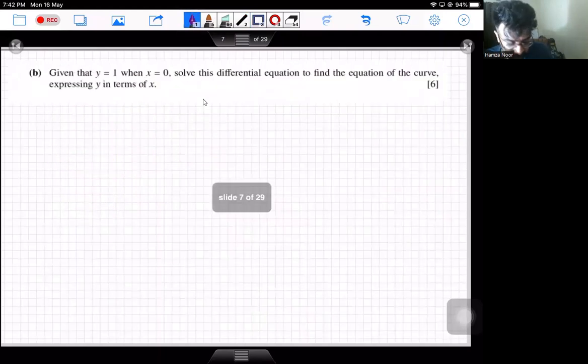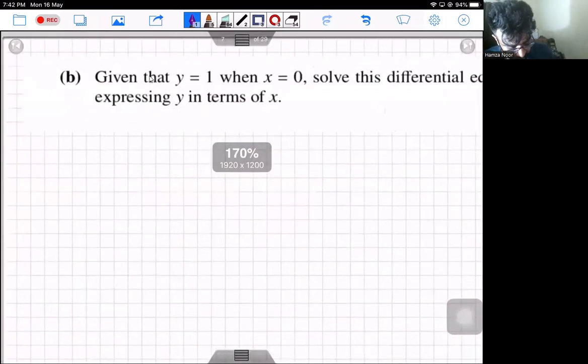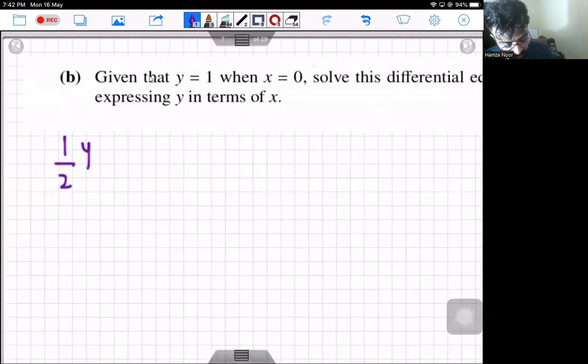Now in the next part, we need to actually solve this equation, given that y is equal to 1 when x is equal to 0. Solve this differential equation to find the equation of the curve expressing y in terms of x. So we have just shown this differential equation, half y squared multiplied by dy over dx is equal to 10x.